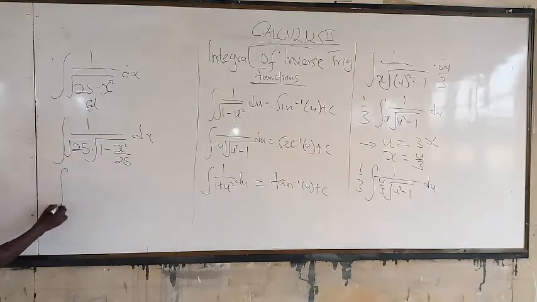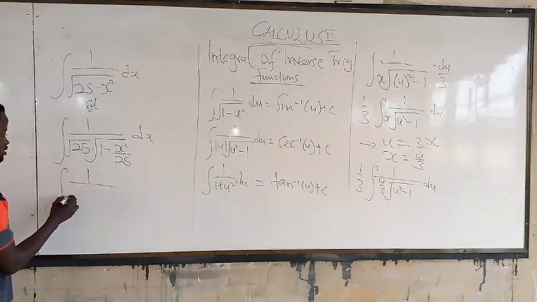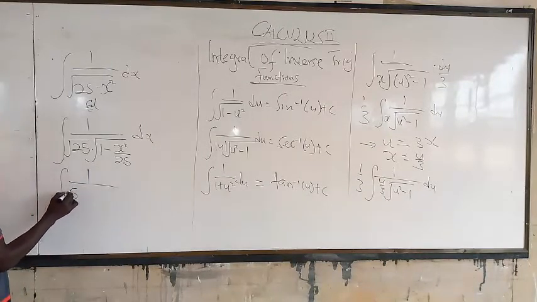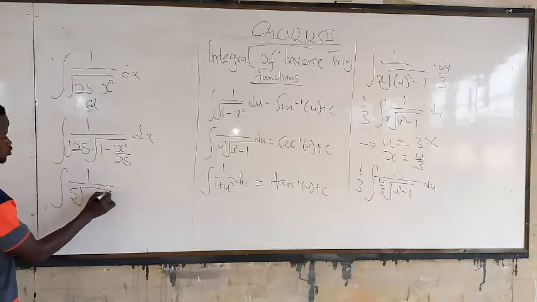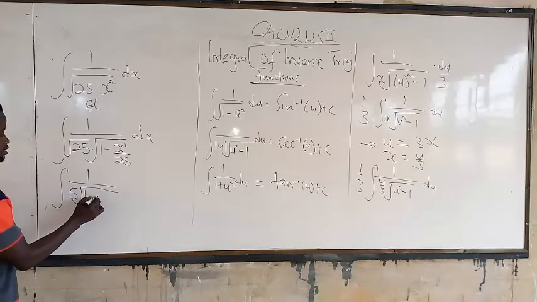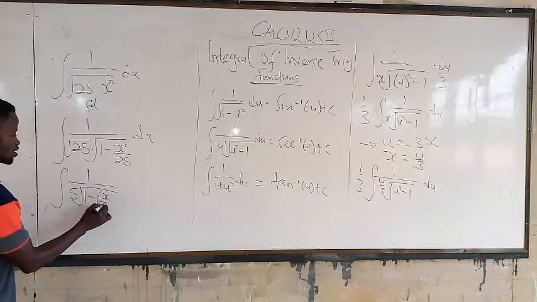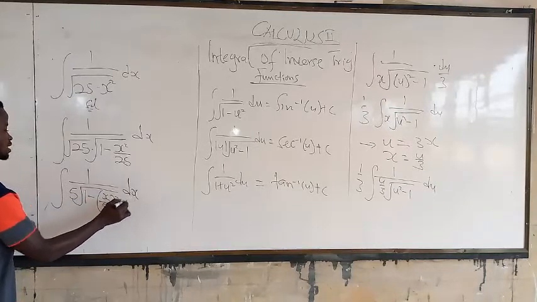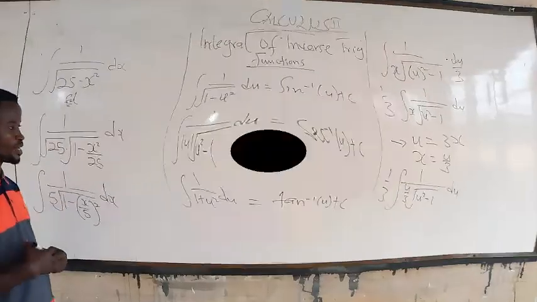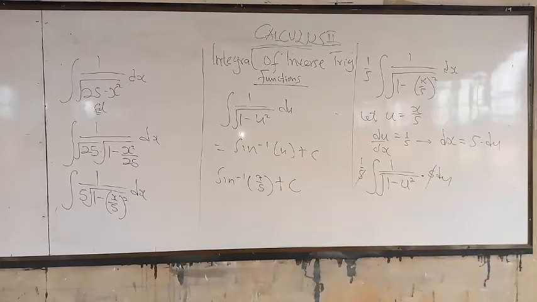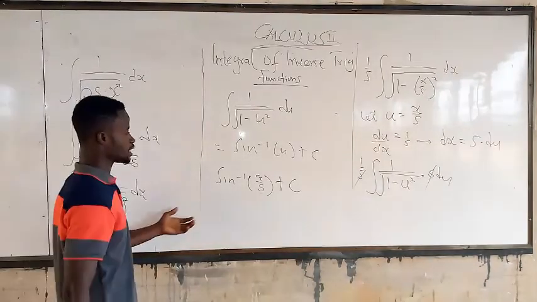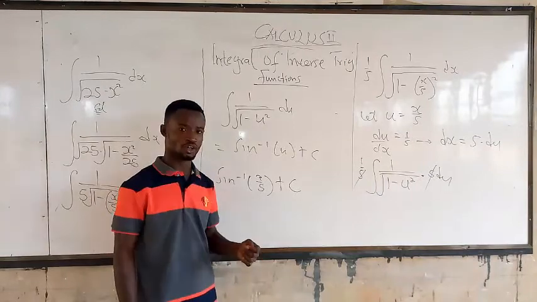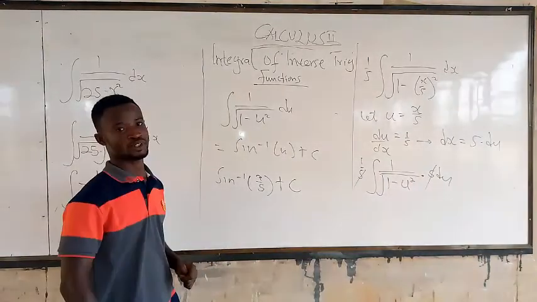And now, this is the same as 5 square root of 1 minus s over 5 squared. All that we are doing is that, alright, so when you do that, that's going to be the end of the results. See you for the next video.